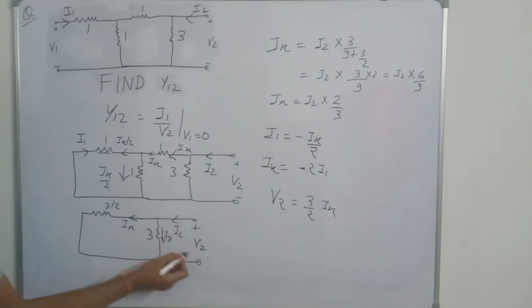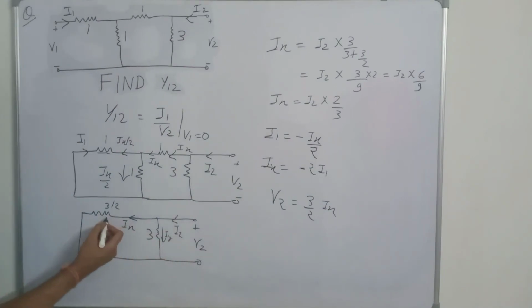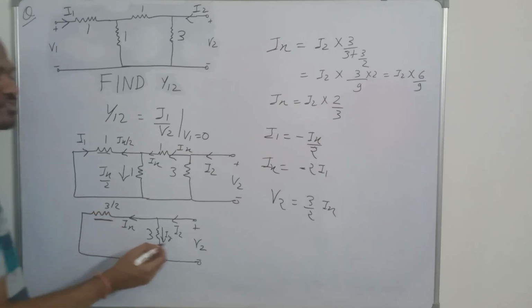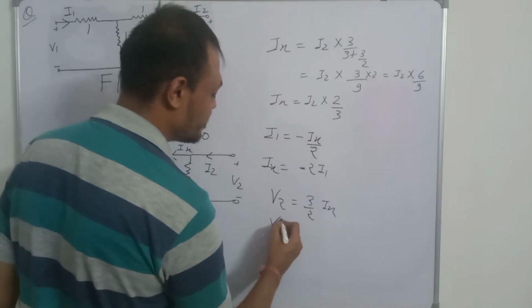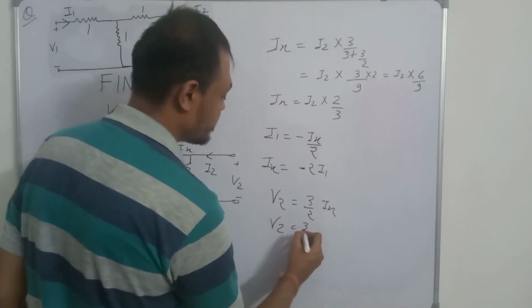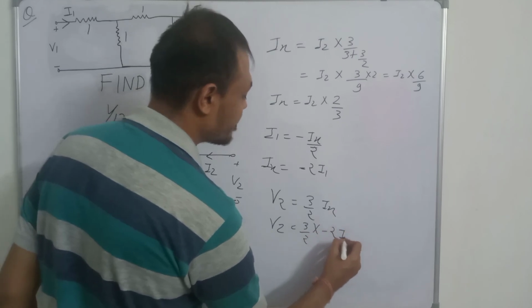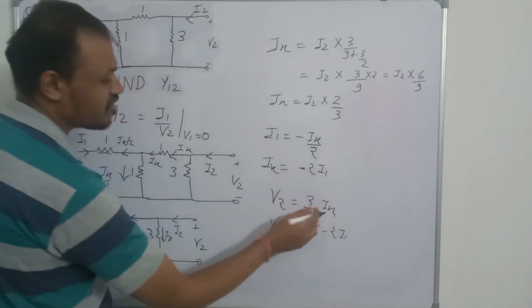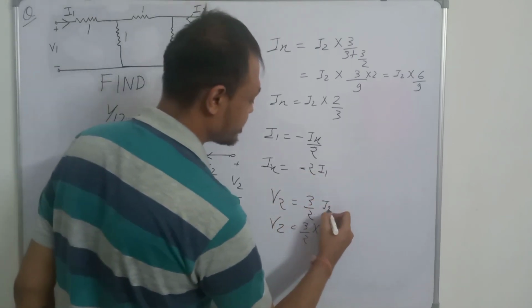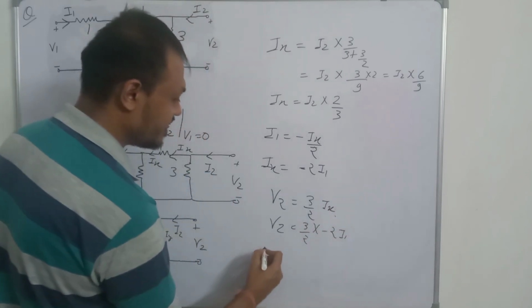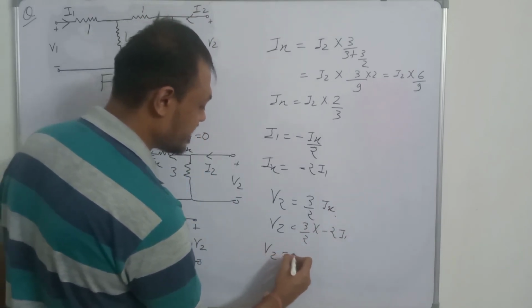Because this is the voltage V2, and this 3 ohm and this 3 by 2 ohm resistor are in parallel, and the current through the 3 by 2 ohm resistor is Ix. So V2 equal to 3 by 2 Ix. So V2 will be equal to 3 by 2 into minus 2 of I1, substituting the value of Ix from this equation. So V2 is equal to minus 3 I1.